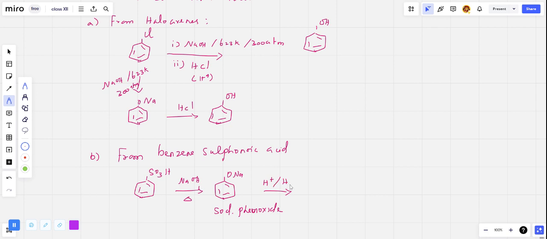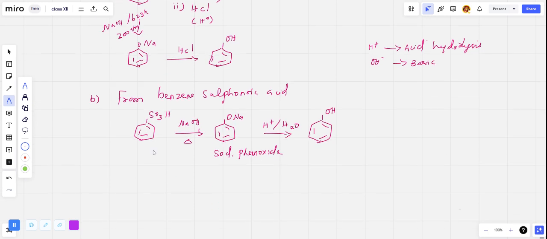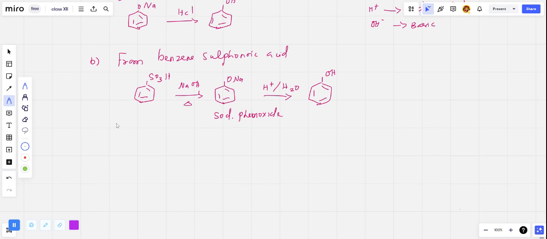Then acid hydrolysis. Putting H plus alone represents acid hydrolysis, whereas the other notation represents basic hydrolysis under base. With acid hydrolysis, it gives phenol. So from benzene sulfonic acid to phenol, this is the second method for preparing phenol.